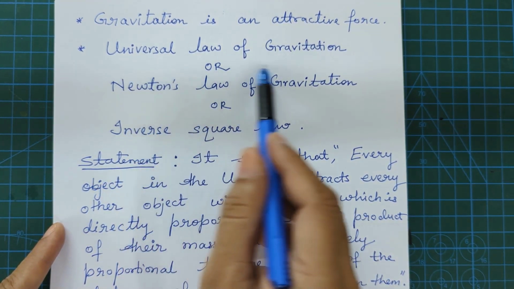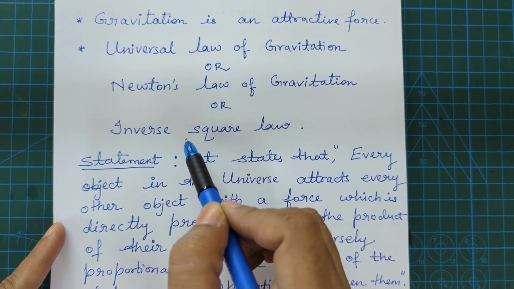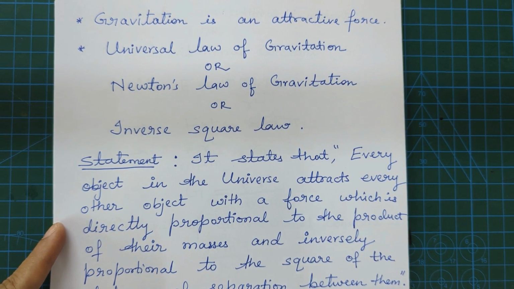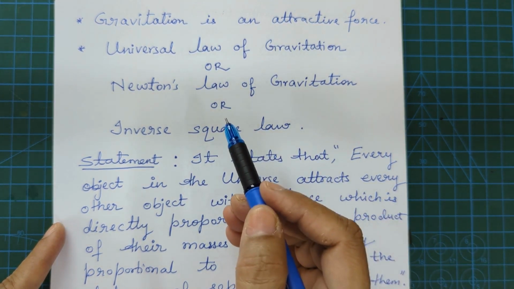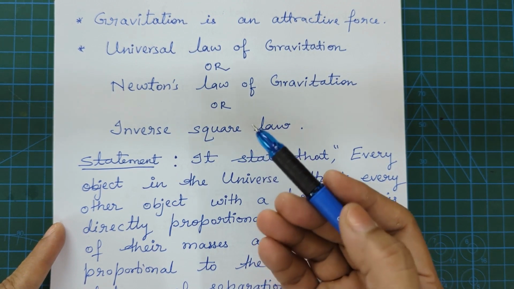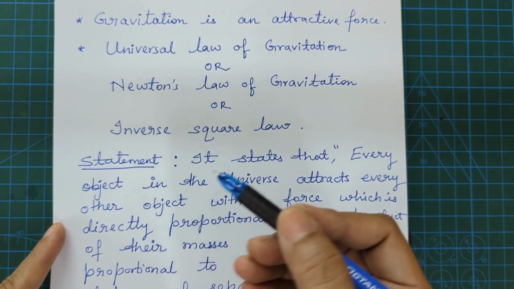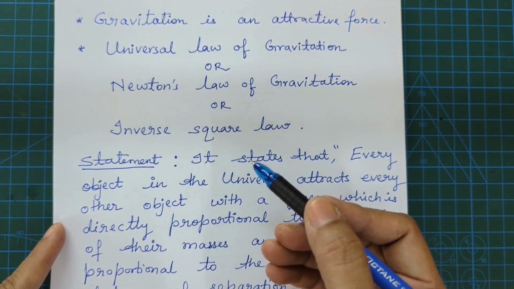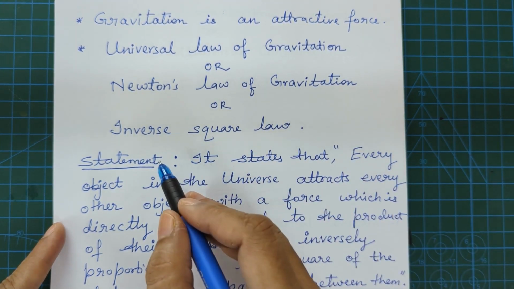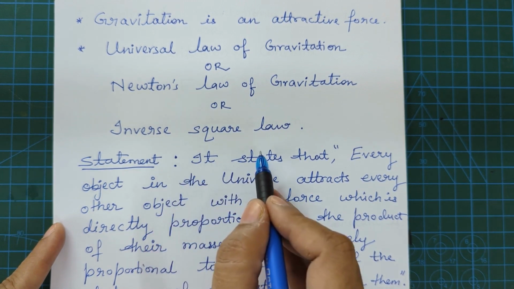Why did I write 3 different names of the same law? Because sometimes in the examination, the examiner doesn't ask the question directly saying state the universal law of gravitation or by application of universal law of gravitation. It is not necessary. Sometimes they say state the inverse square law. So inverse square law is universal law of gravitation.